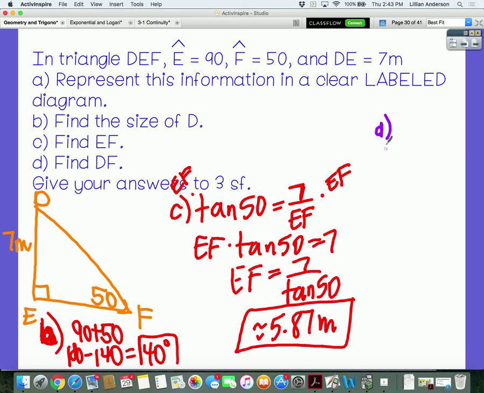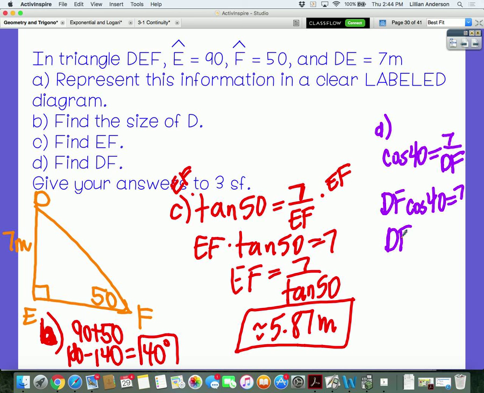Somebody set it up. Cosine 40. Okay, cosine 40. 7 over DF. Similar to the other one. I divided 7 by cosine 40. Multiply both sides.